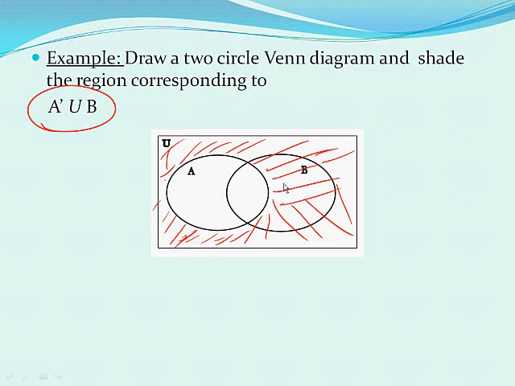Union means I can also include members of B. So part of B is already shaded, but there is another part of B that needs to be in the union. So I need to also shade this portion. So that will be the shading of A complement union B.